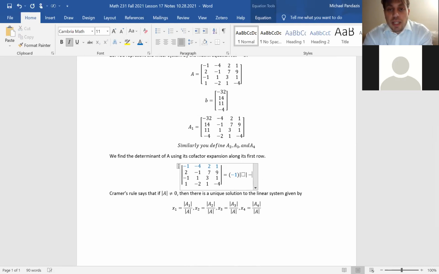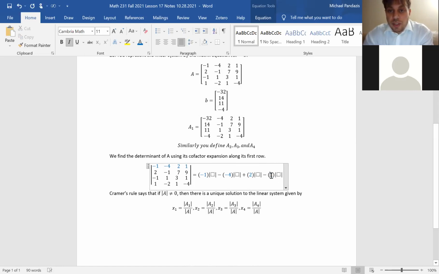Then it's going to be minus -4 because we're alternating sign. So then this is minus the term -4. It's times a corresponding determinant of a corresponding submatrix, plus the next term 2, because the term is 2, not because it's plus. It's plus the term 2 times its own corresponding submatrix, and then minus the term 1 in the first row times a corresponding determinant of. Does that make sense so far?